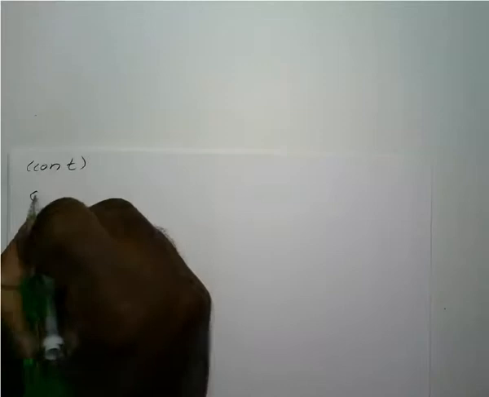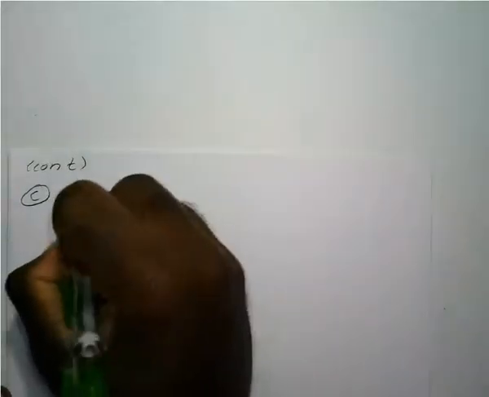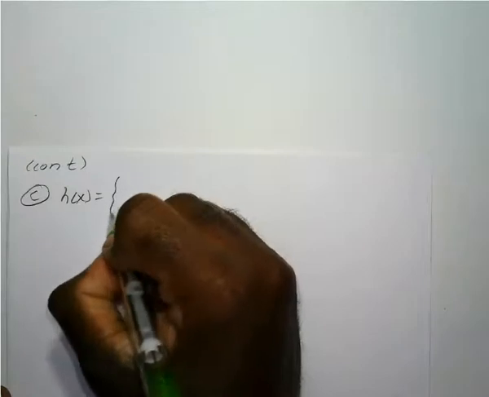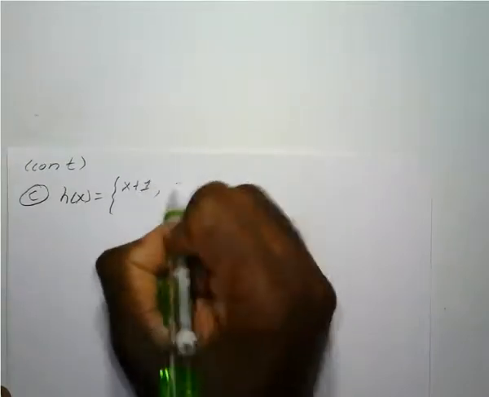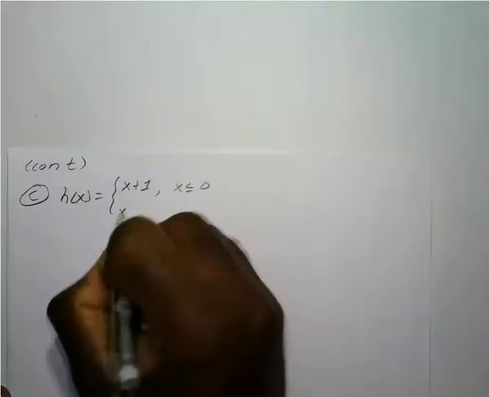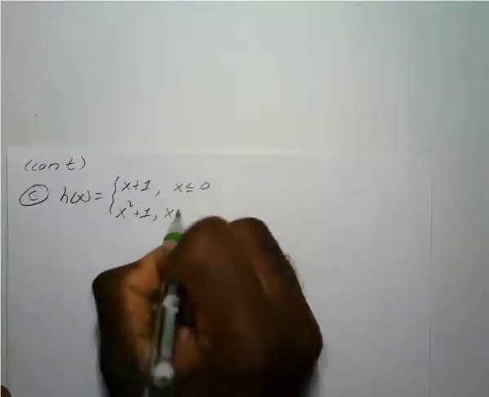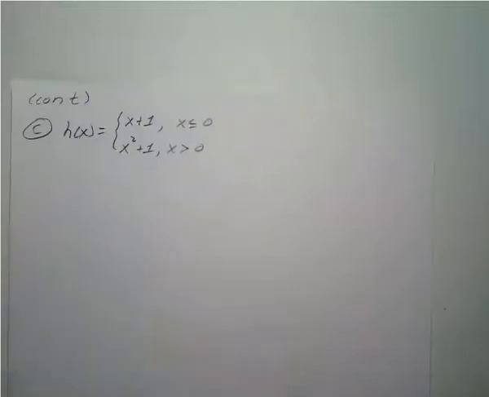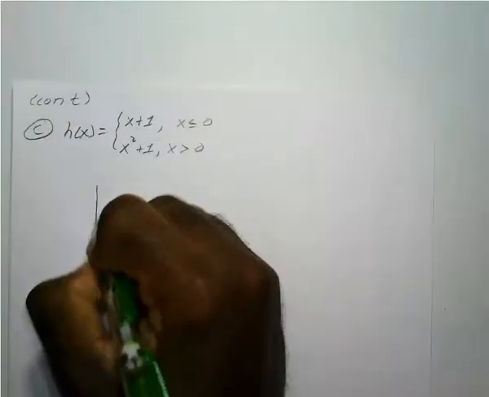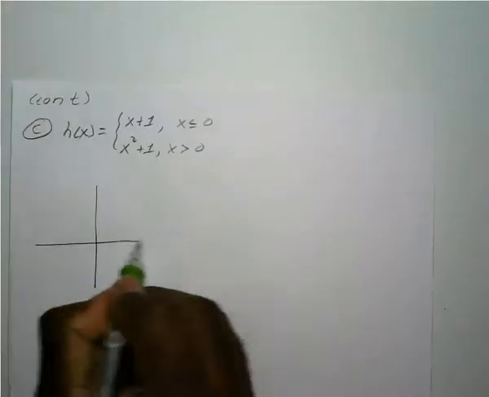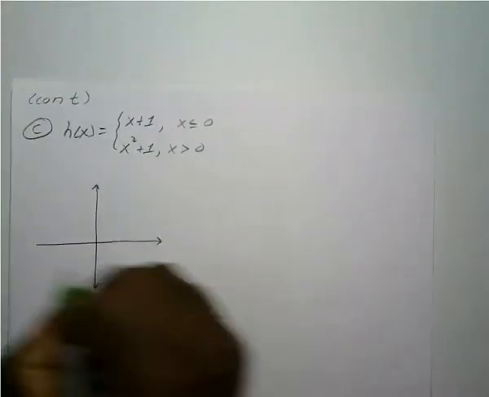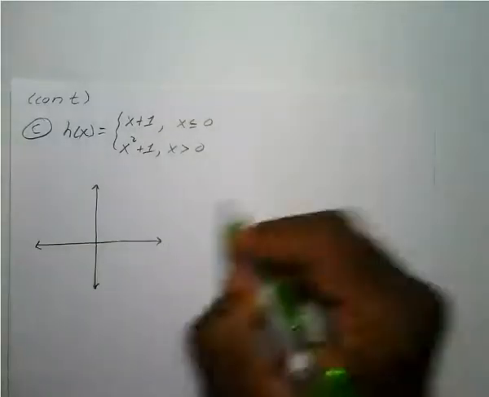All right, so we have our problem C, which is h of x equals x plus 1 when x is less than or equal to 0, and x squared plus 1 when x is greater than 0. All right. So let's go ahead and graph both of those. We can kind of get an idea of our piecewise function.